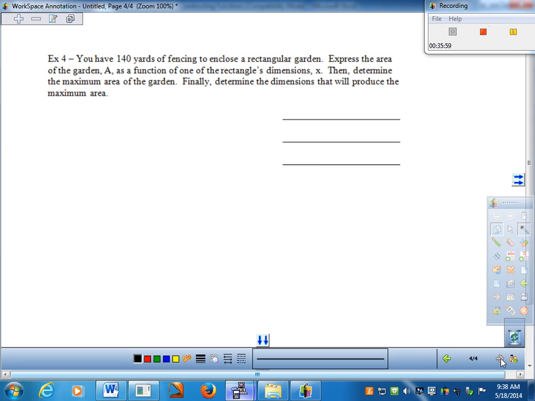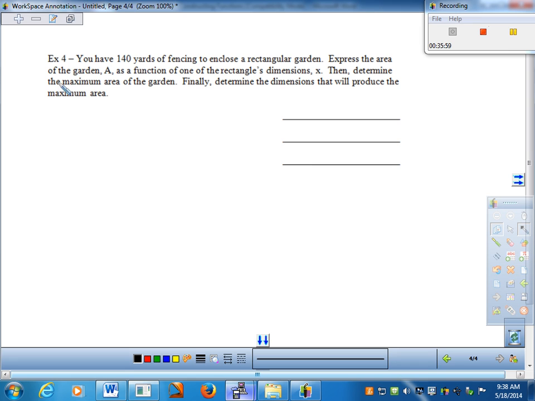Example 4. You have 140 yards of fencing to enclose a rectangular garden. Express the area of the garden A as a function of one of the rectangle's dimensions x. Then determine the maximum area of the garden, and then determine the dimensions that will produce the maximum area. Perfect. So we're going to optimize again, everybody. In this case, we're going to maximize as opposed to minimize.